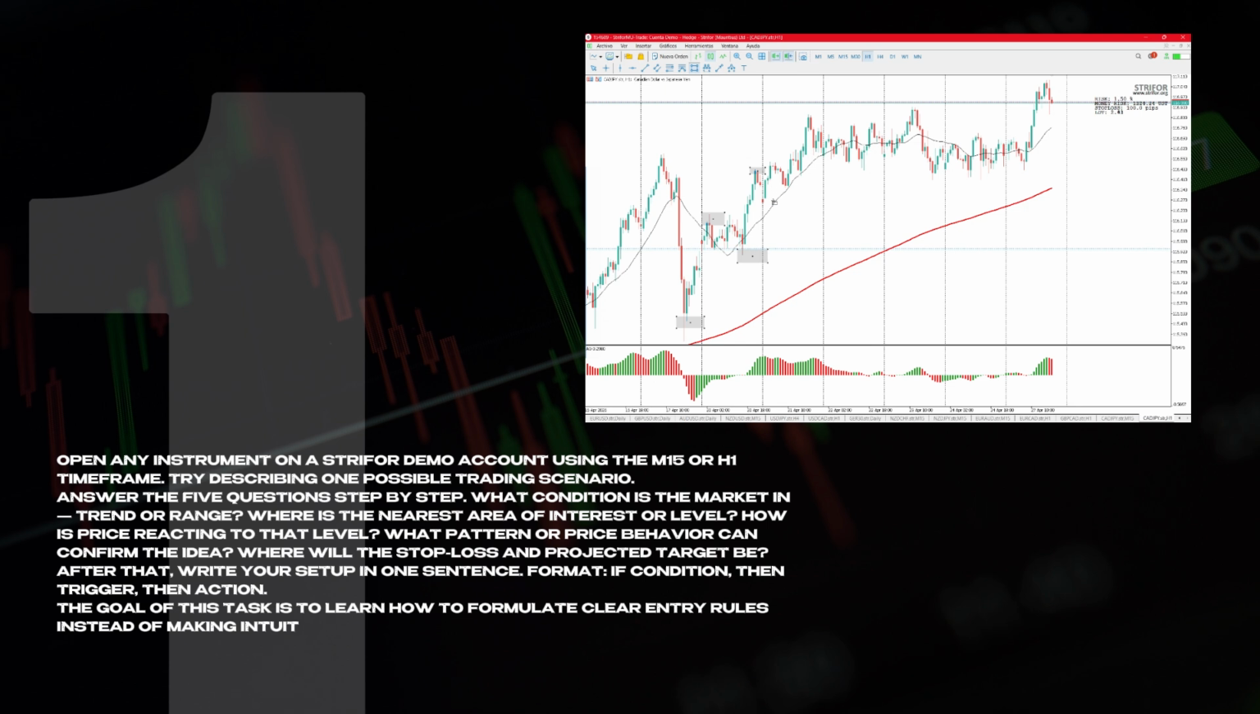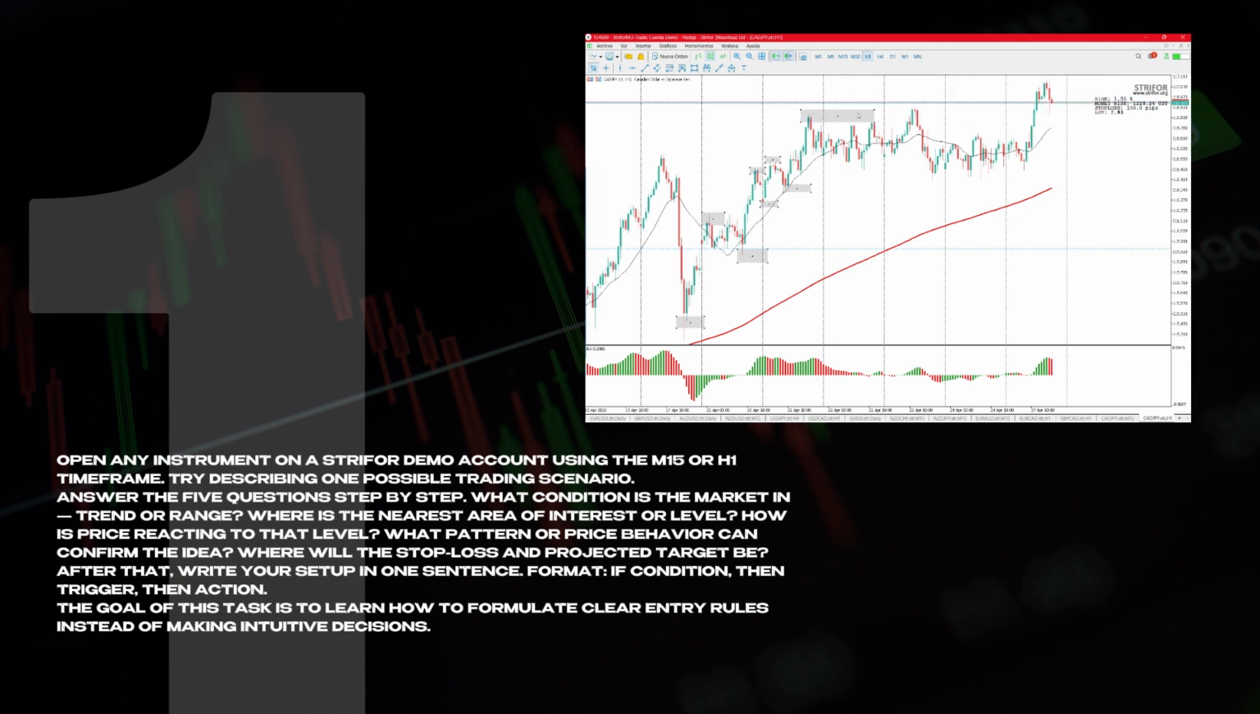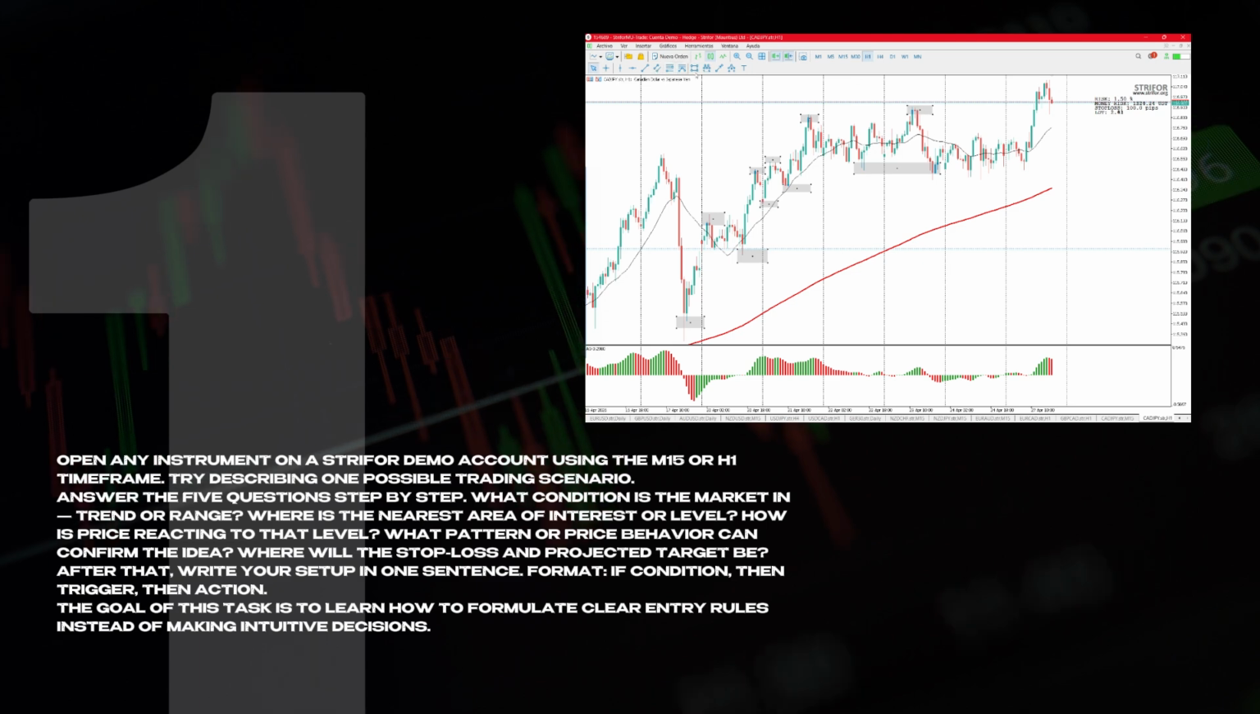What condition is the market in? Trend or range? Where is the nearest area of interest or level? How is price reacting to that level? What pattern or price behavior can confirm the idea? Where will the stop loss and projected target be? After that, write your setup in one sentence. Format: if condition, then trigger, then action. The goal of this task is to learn how to formulate clear entry rules instead of making intuitive decisions.